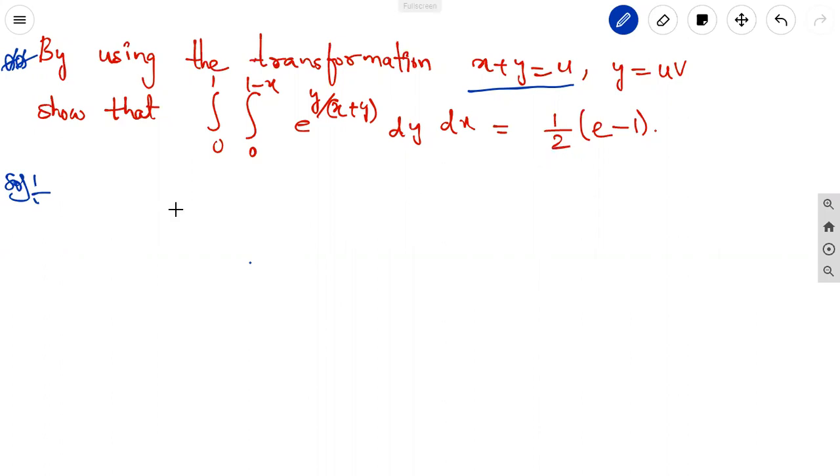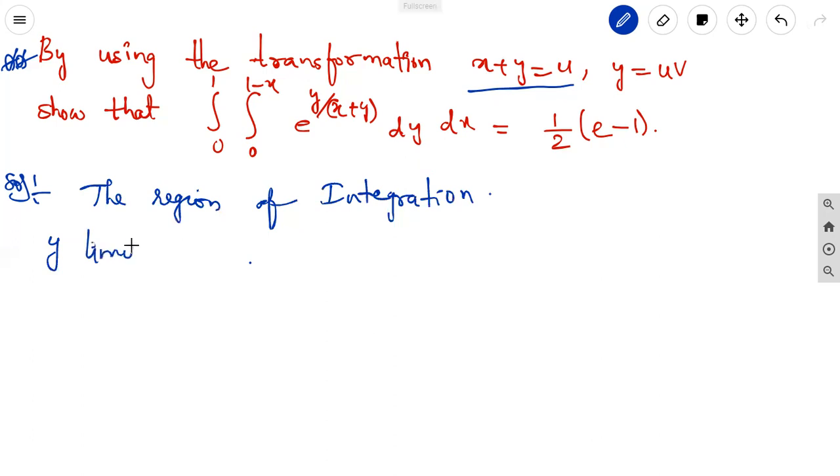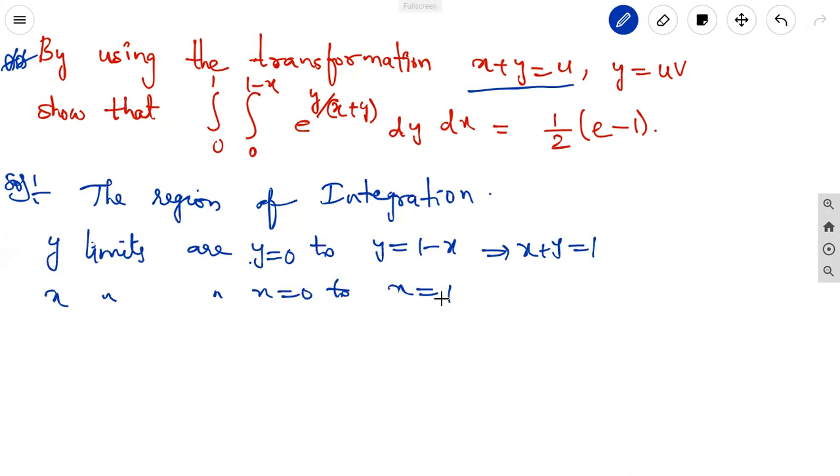First, we can take the region of integration, that is the limits of x and y. Here, the first one is the y limits. Y limits are y equal to 0 to y equal to 1 minus x. From this, x plus y equal to 1. And x limits are x equal to 0 to x equal to 1.